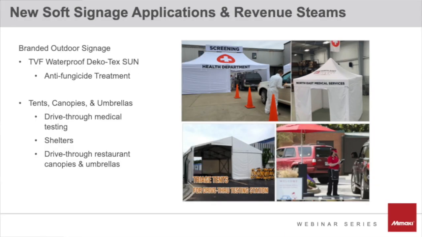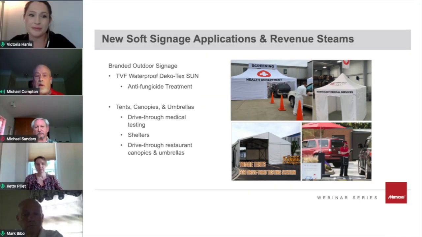Yeah, again, this is something that's grown quite a bit with the types of fabrics that we have for outdoor canopies, umbrellas, things like that. One of the ones we recommend a lot is our Decotex Sun. This product is 100% waterproof and also has an anti-fungicide treatment on it. So if you have a pop-up canopy or umbrella and it's raining, like it seems to be raining here every day, you can actually put that away wet. You're not going to have a problem with mold and mildew on it.